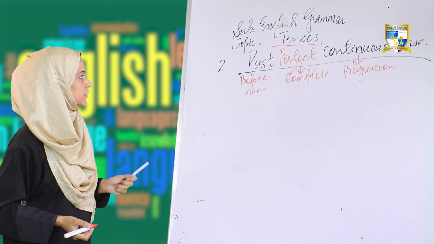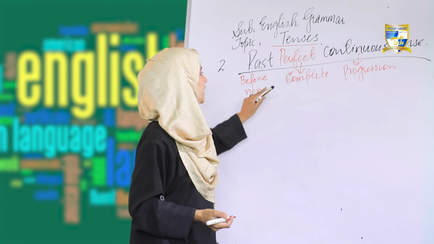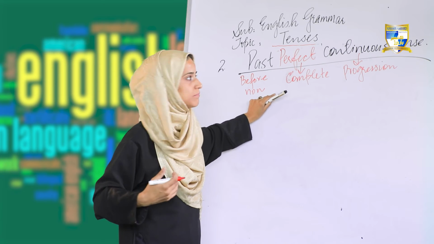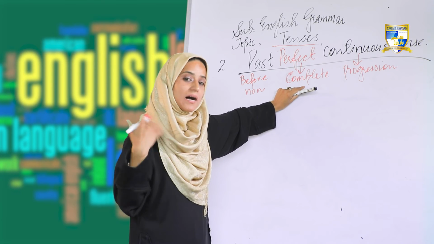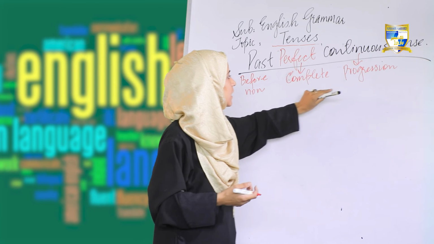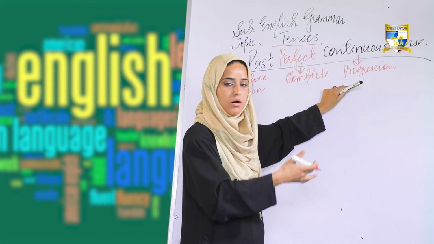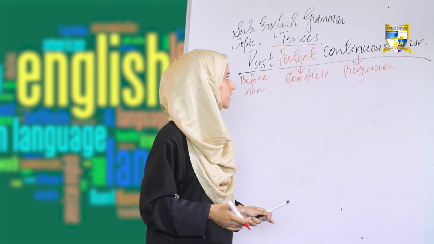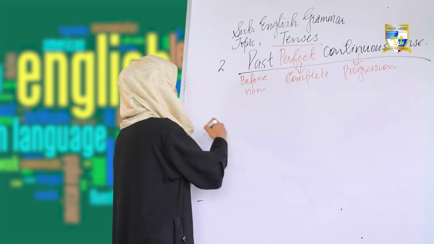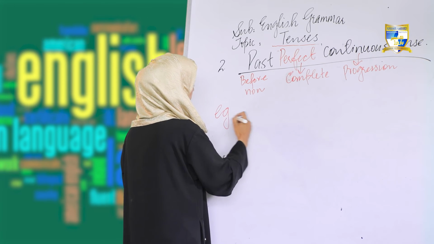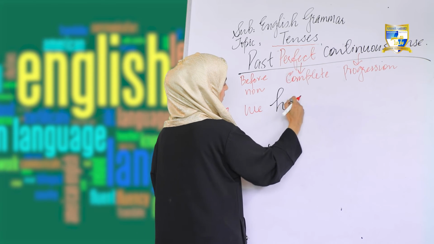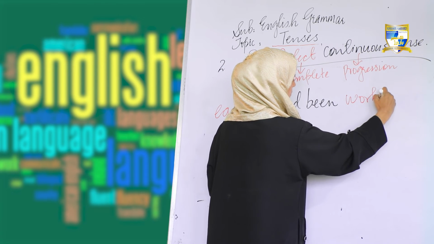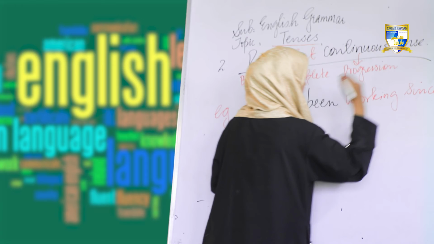So the name denotes that the action happened at some point in the past. Half of the action was done, and half was still going on. It was not completely done. Only half was done and the rest was still going on. Let's understand it with an example: We had been working since morning.